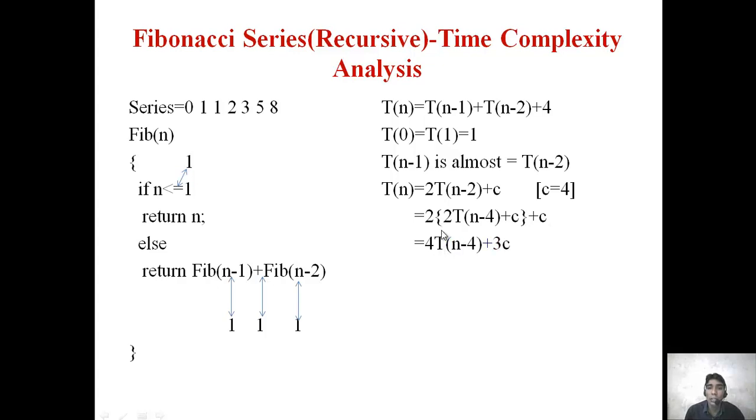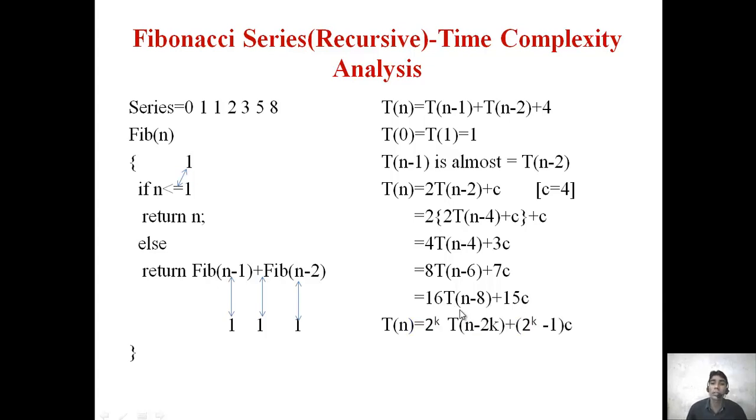In this manner the next equation is 4T of n minus 4 plus 3c. The next equation is 8T of n minus 6 plus 7c. The next equation is 16T of n minus 8 plus 15c. Now the general form of this equation is 2 to the power k into T of n minus 2k plus 2 to the power k minus 1 into c.